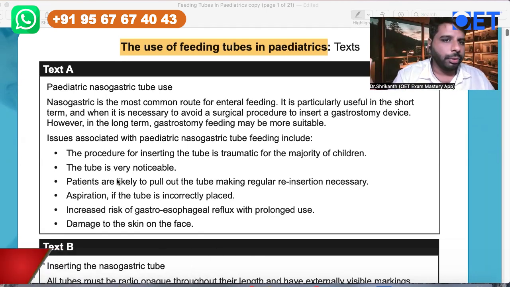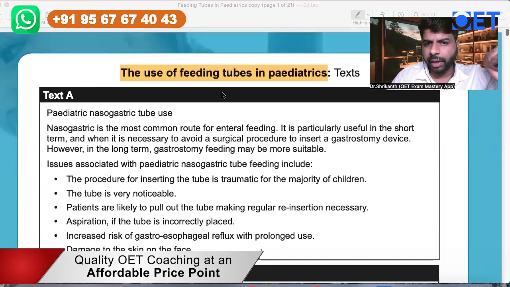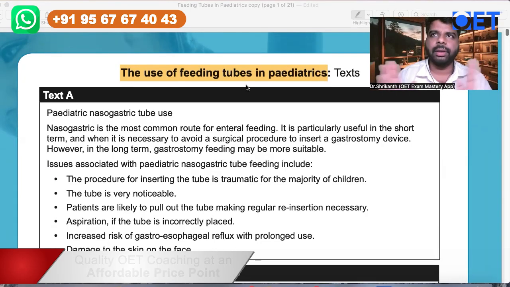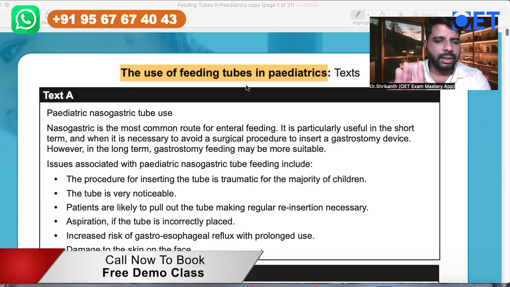And when they tell you your 15 minutes starts now, the first thing you do is read the main topic over here. So what's the main topic? The use of feeding tubes in pediatrics. Okay, pediatric population, feeding tubes, the use of feeding tubes. That is the main topic over here. Just read it one time, but you understand quality reading is more important.